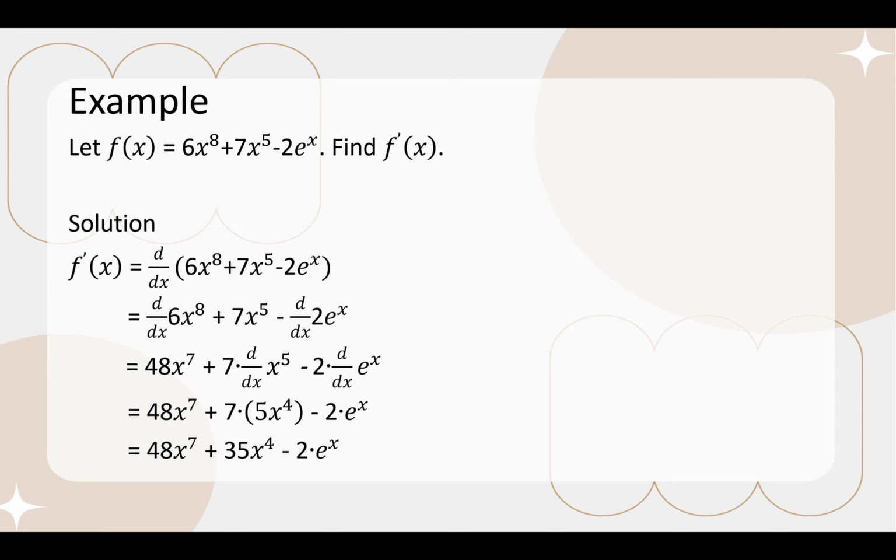And the solution is: the derivative of f(x) equals d(6x^8 + 7x^5 - 2e^x)/dx, which equals d(6x^8 + 7x^5)/dx minus d(2e^x)/dx, which equals 48 times x to the power of 7 plus 7 times d(x^5)/dx minus 2 times d(e^x)/dx, which equals 48x^7 plus 35 times x to the power of 4 minus 2 times e to the power of x.